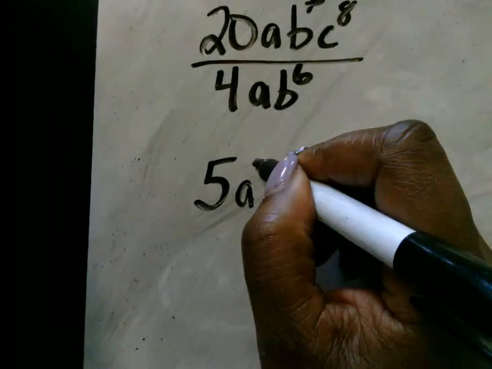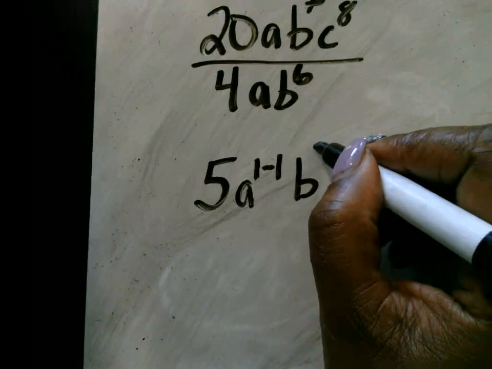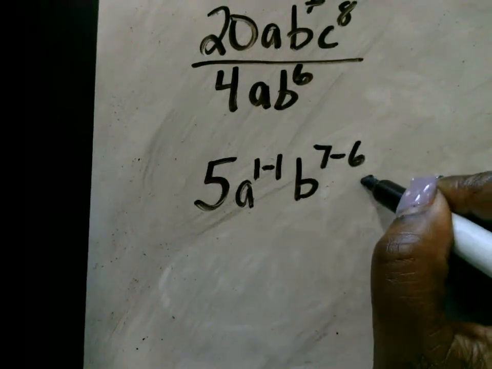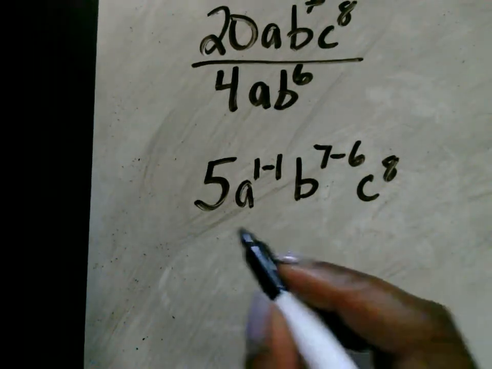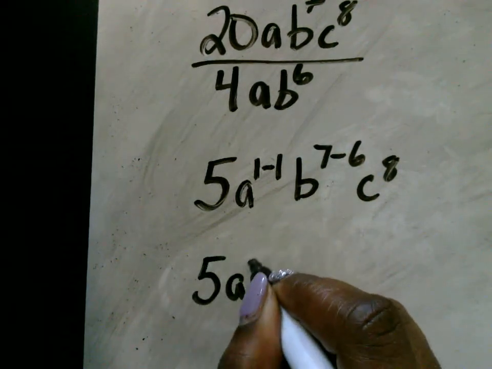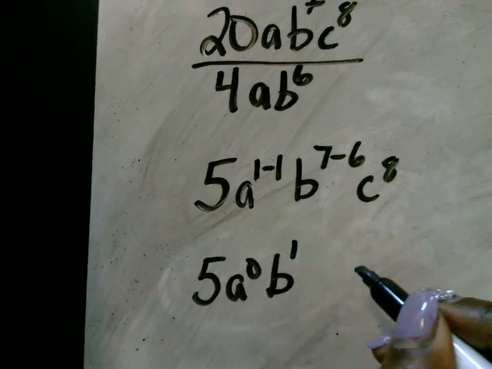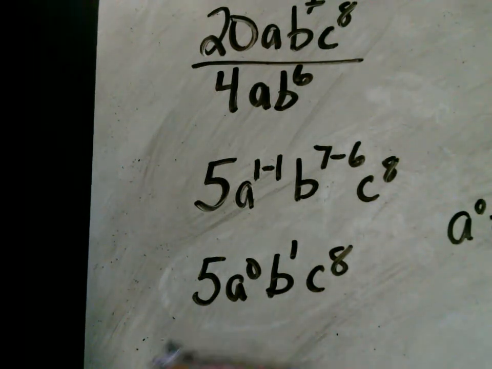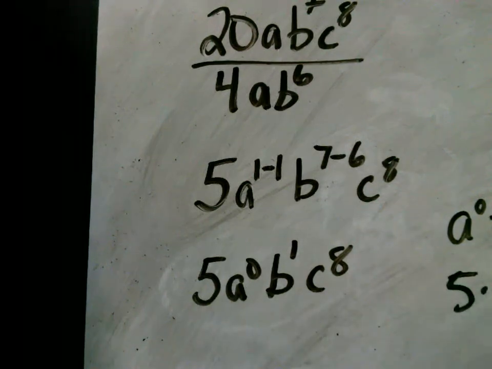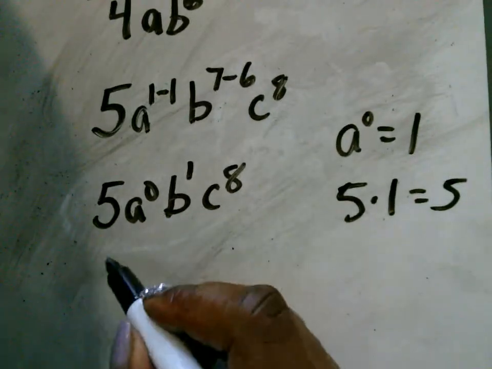So now we got A, 1 minus 1. B, what are we subtracting? 7 minus 6. C, 8 minus 0, or just 8, right? So we got 5, A to the 0 power, B to the what power? 1, C to the what power? 8. What's A to the 0 power? It's 1. 1 times, what's 1 times 5? 5.